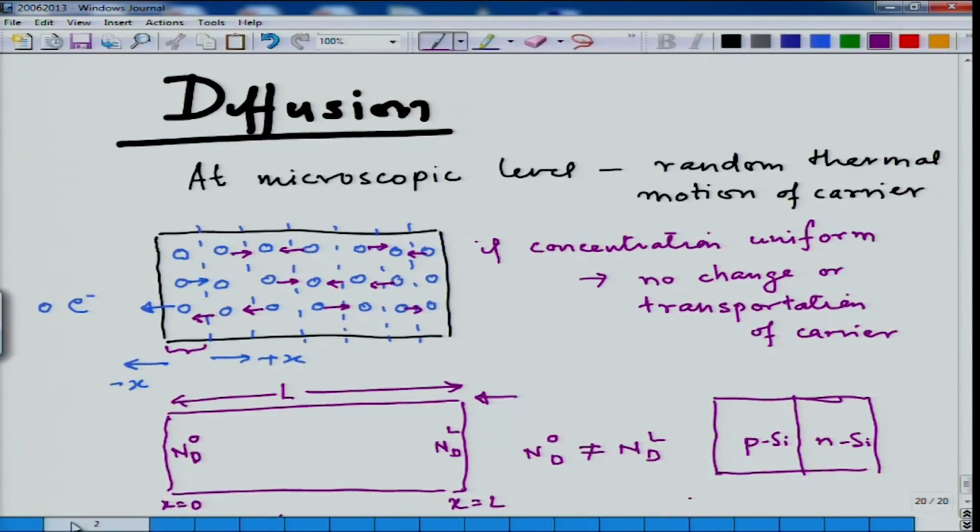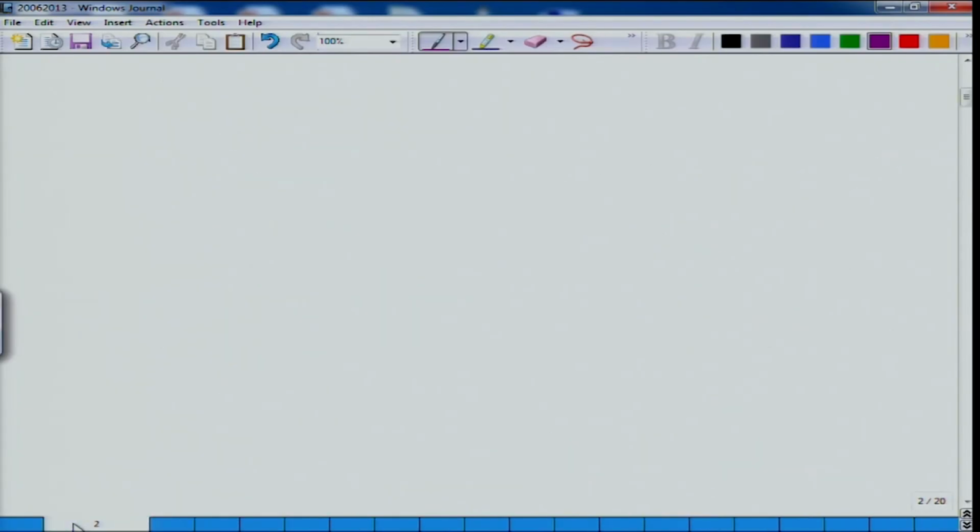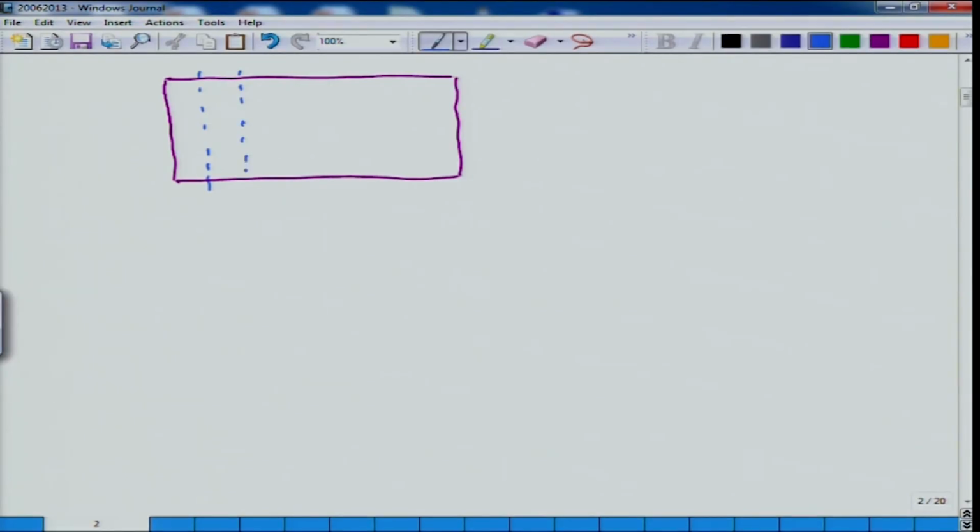So, what will happen in that case? If you do have a concentration gradient, one can visualize this process of diffusion in the manner that those same sections that I have drawn earlier now have different carrier concentrations.